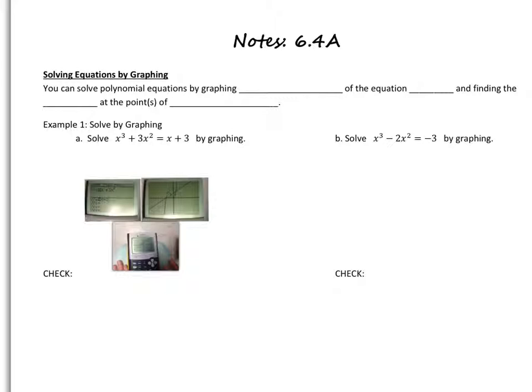So we are today solving equations by graphing. What we're going to have are polynomials like this with equal signs. We got stuff on the left side, stuff on the right side. And our goal is to find the x's that make the equation true. And we are going to use the calculator to figure it out.